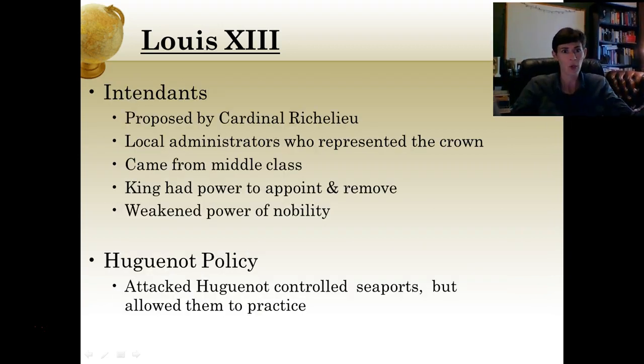All right, so intendants, what were they? Well, they were proposed by Cardinal Richelieu. They were local administrators who represented the crown, right? They came from the middle class, but the king had the power to appoint and remove.